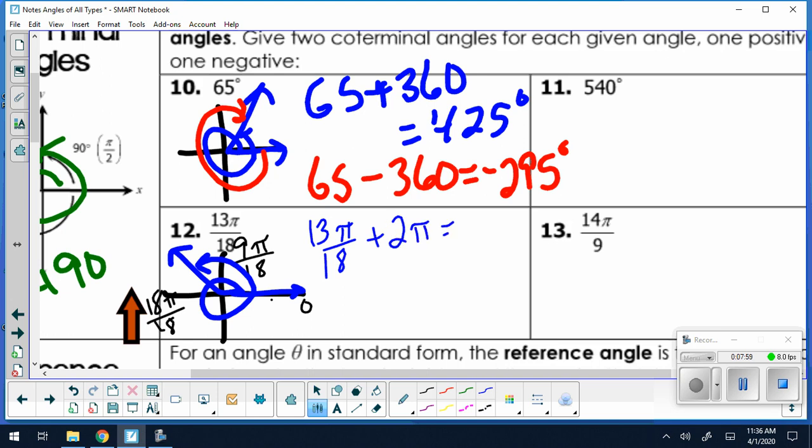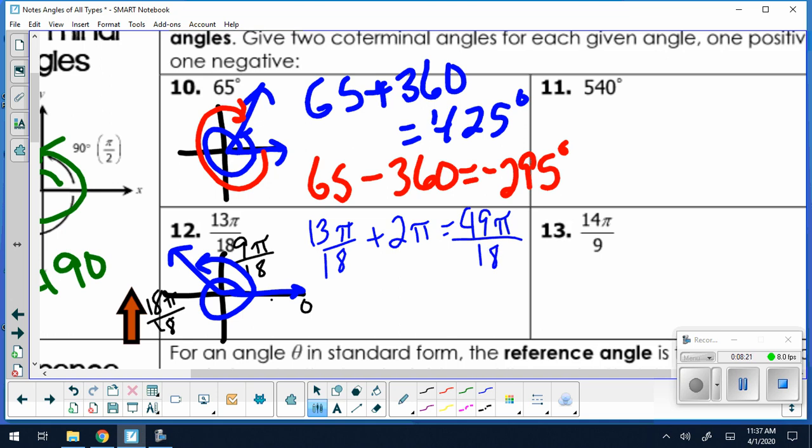And I'm going to be super lazy here. I'm going to go to my calculator and go 13 over 18 plus 2. It's not really hard. Make that 2 into 36 over 18. But 49 over 18. When I go to my calculator, I don't punch the pi in. But when I write it down, I need it again. So 49 pi over 18.